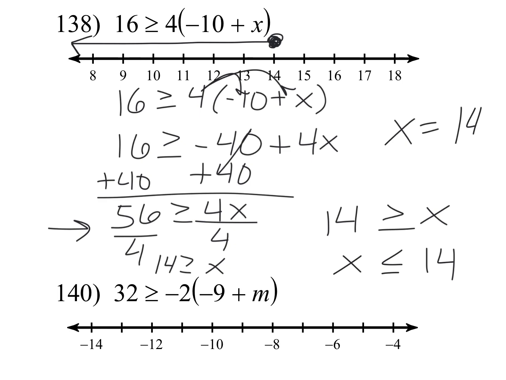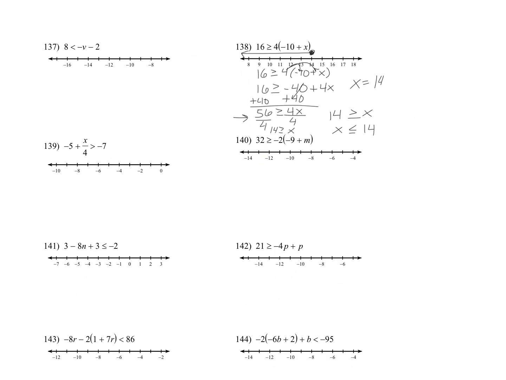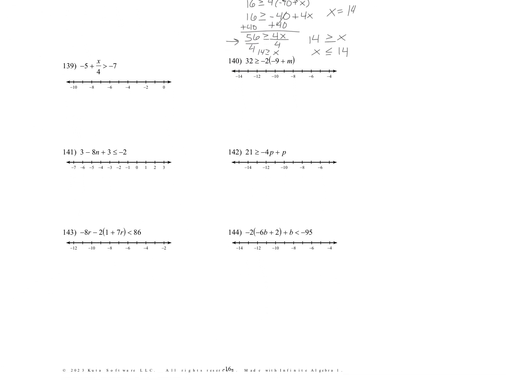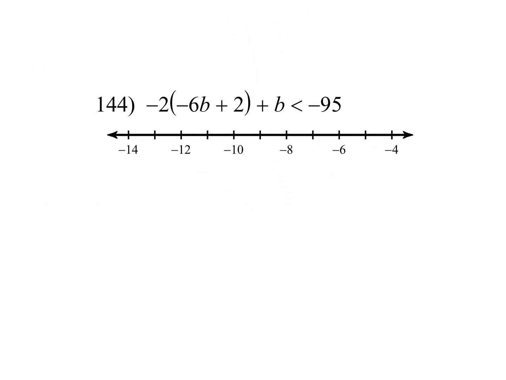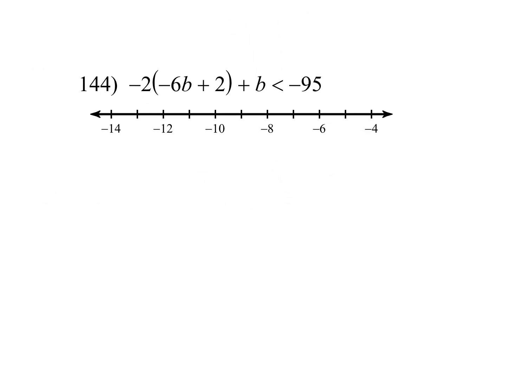Questions on that one? All right. Do I need to do any more of those? Oh, I do want to look at 144. What's my first step with this one? Distribute. What do I get when I distribute? -12, positive or negative? 12b minus 4.